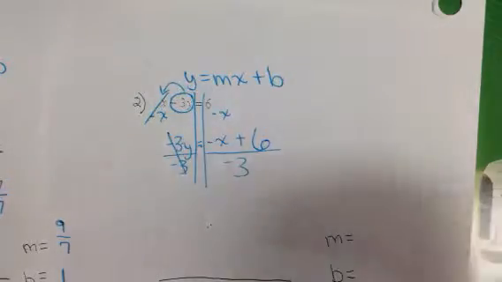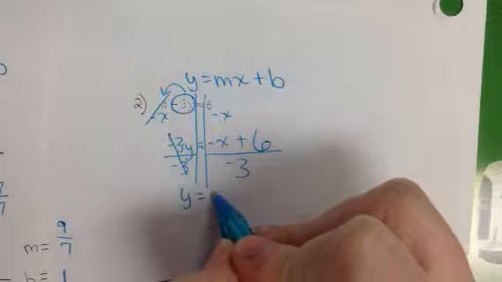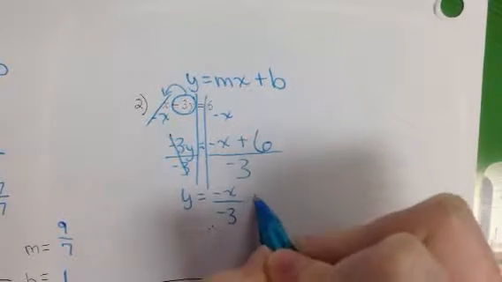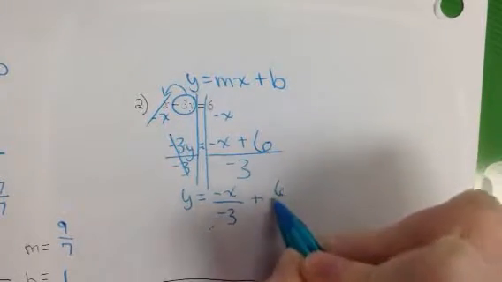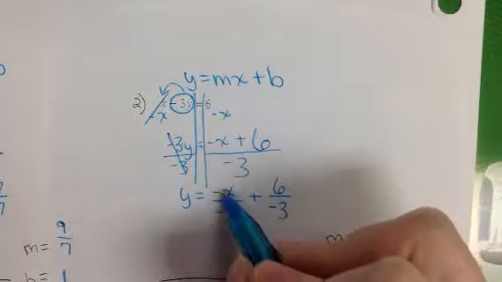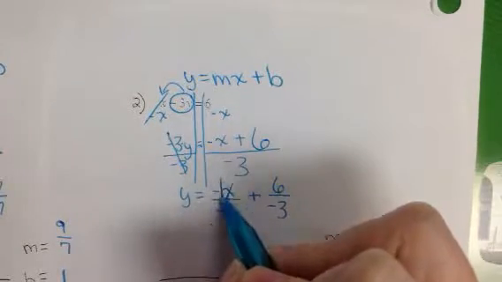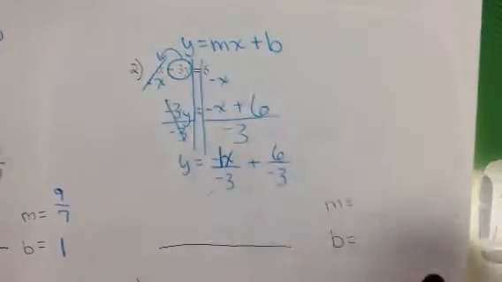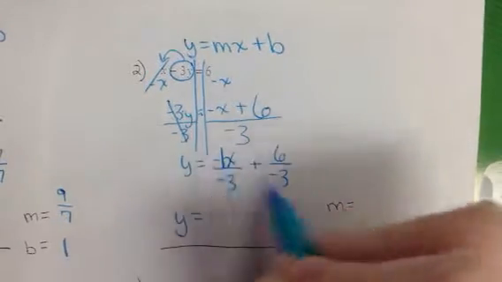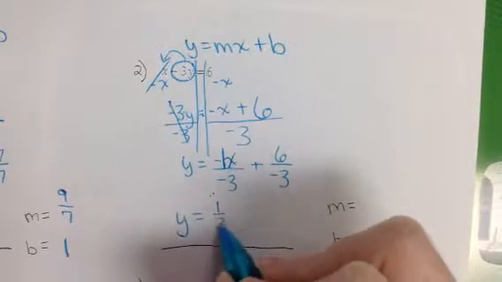-3 over -3 will cancel. So I have y equals a -x over -3 plus 6 over -3. Remember, whenever your variable does not have a number in front of it, you use the number 1. Now, I'm going to only simplify these fractions. So a -1 over a -3 simplifies to 1/3.